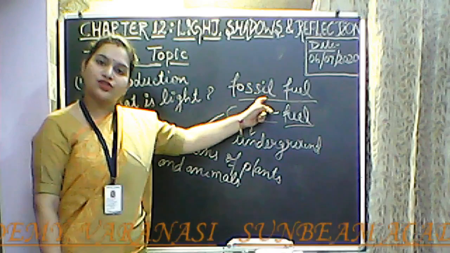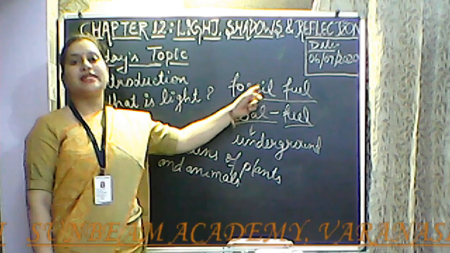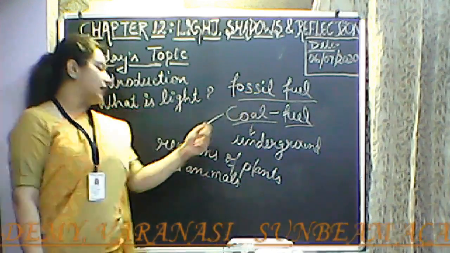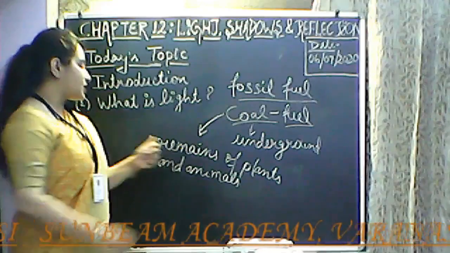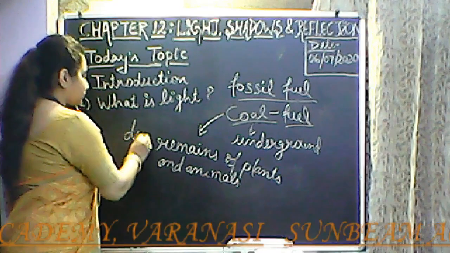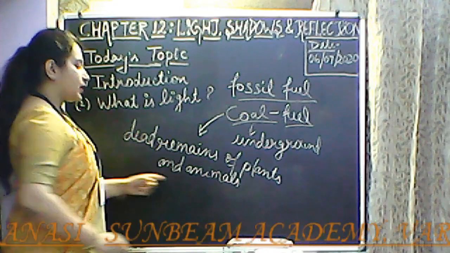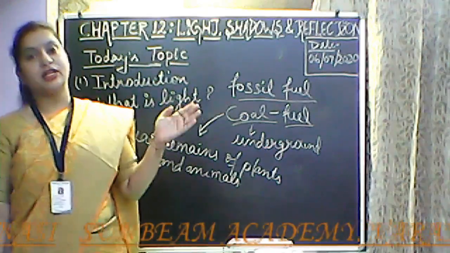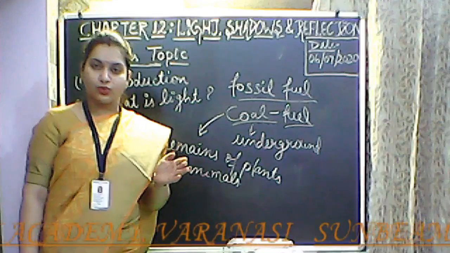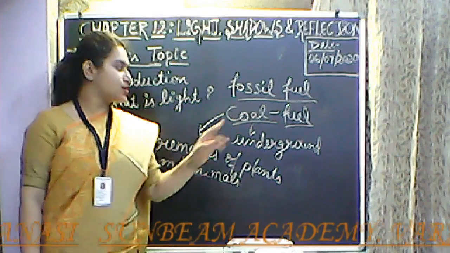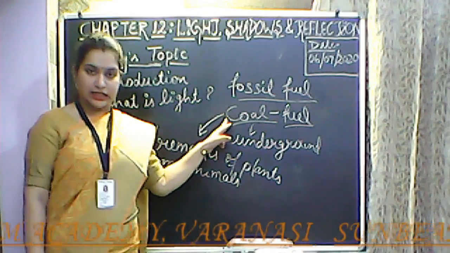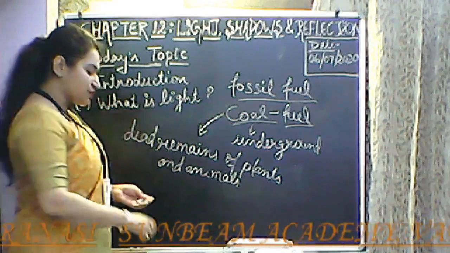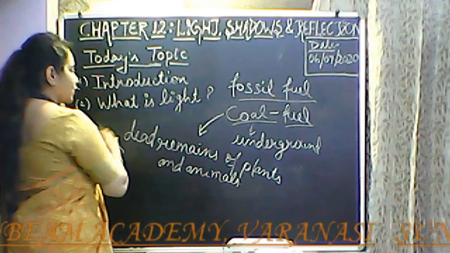Why is it called fossil fuel? Because it is obtained from the dead remains of plants and animals that were buried million and million of years ago. Okay, so this is coal. Clear, kids? So what is the function of light? What does it do?